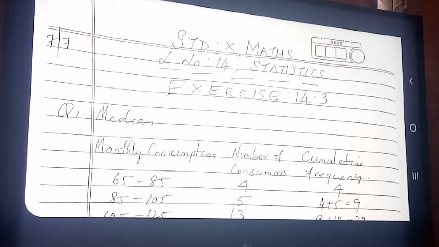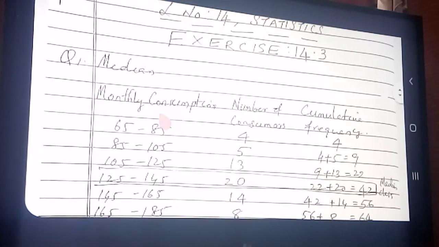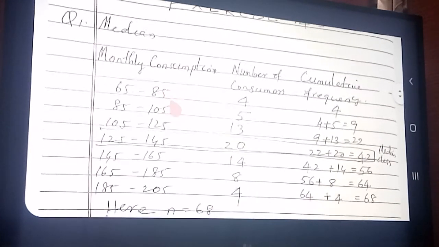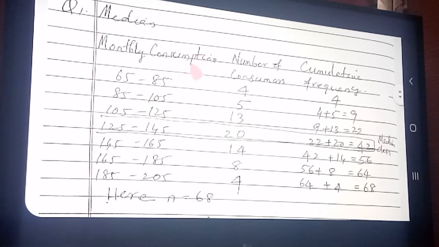Good morning, students. Let us start today's lesson number 14, statistics, exercise 14.3, the exercise on median. The median formula we already studied in the previous video, so you recollect the formula. All of you just recollect the formulas of median, mean, and mode.